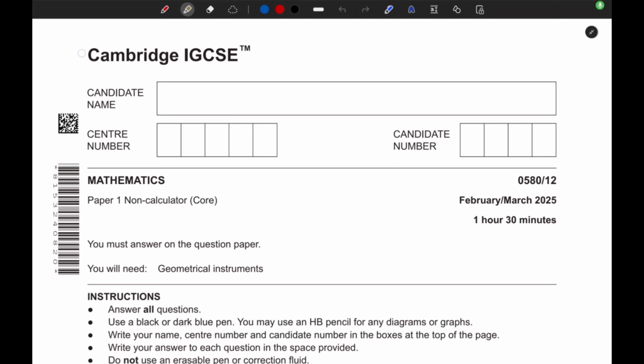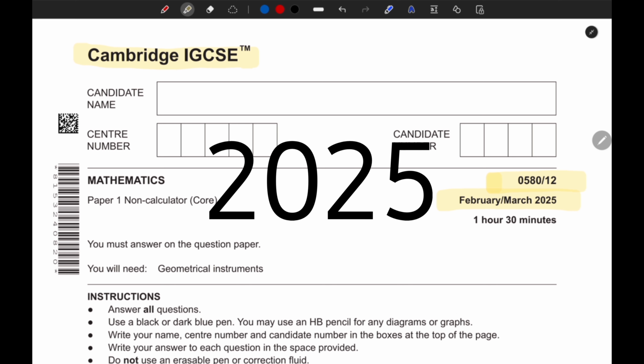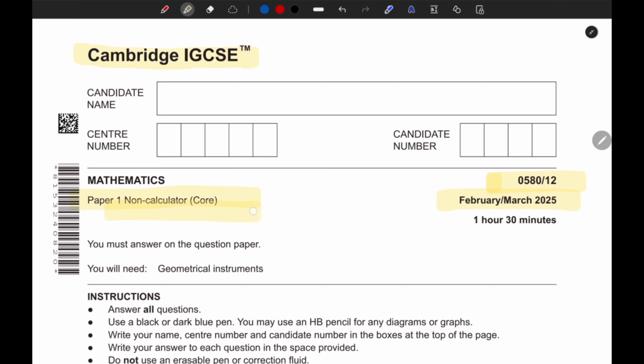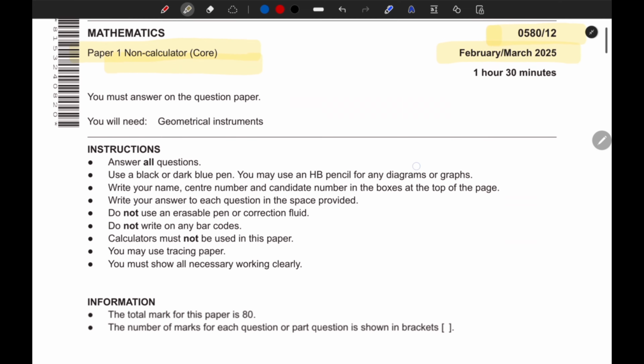Today we are doing Cambridge IGCSE. This is paper 058012, of Feb March 2015. So this is actually paper 1, non-calculator. Just remember this is non-calculator. So this is the core one.